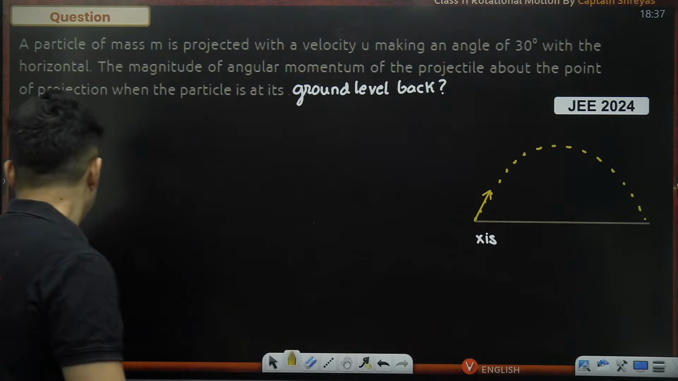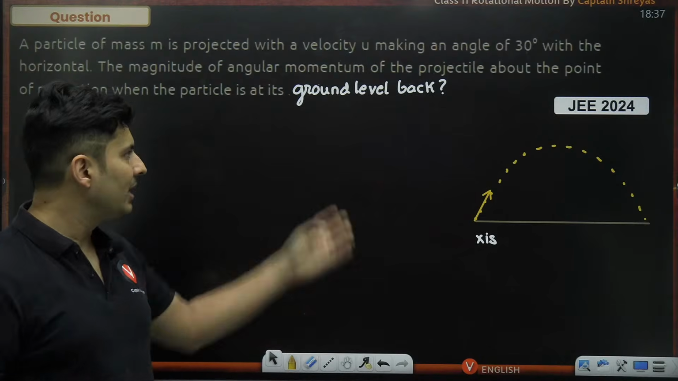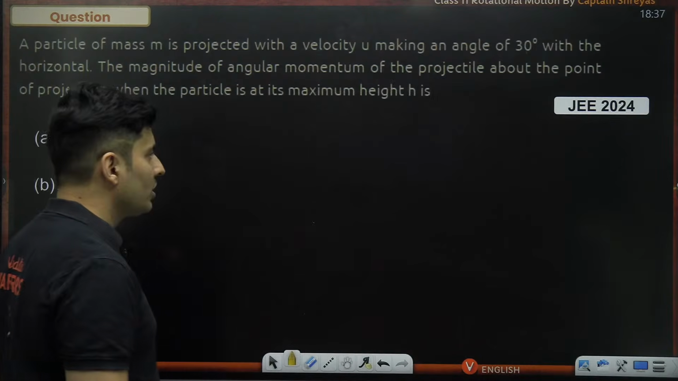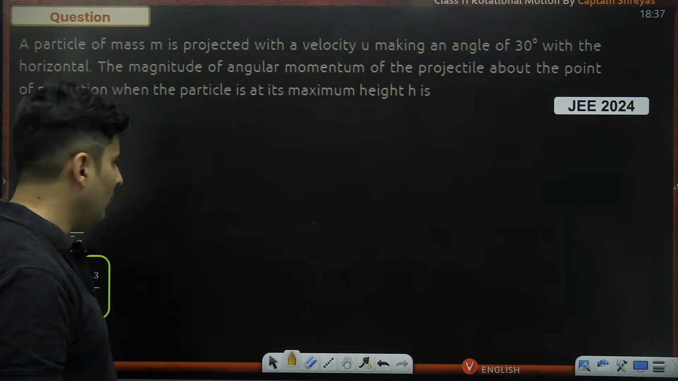Okay, this is the question. When it is back to its ground level, then what will be the angular momentum about the same point? Interesting question. Instead of the topmost point, now it is back at the ground level.